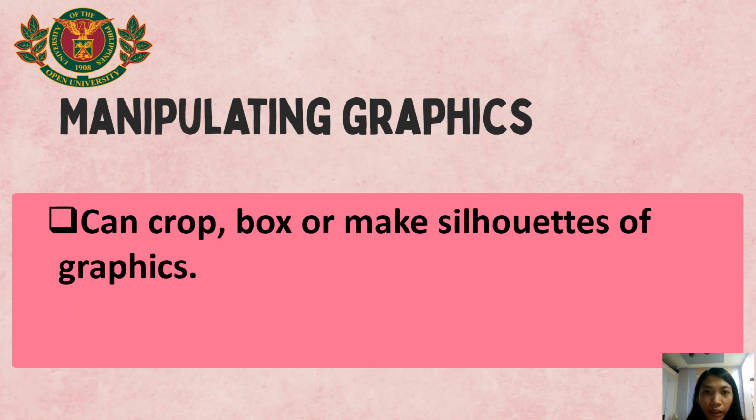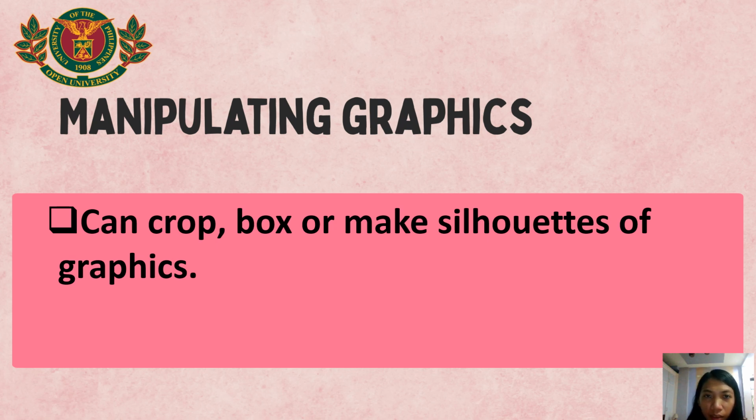And the last basic term and concept in desktop publishing is manipulating graphics. There's a variety of ways to get designs appropriately into designing materials. You can crop, box, or make silhouettes of graphics. This applies to illustrations and artworks also. There are a lot of ways to design materials. Just choose the appropriate designs and concepts.